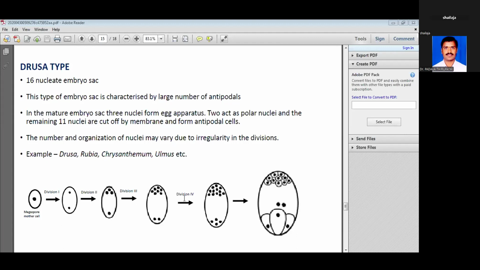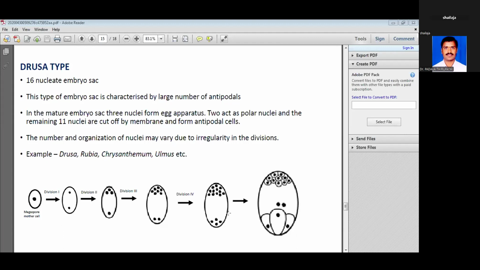This is division 1, this is division 2. Three going to 6 are formed, 1 becomes 2 nuclei. From the 3, 6 are formed, from the 1, 2 are formed. After the first mitotic division and the second mitotic division, 2 become 4 and 6 become 12. So 12 plus 4, 16 nuclei.